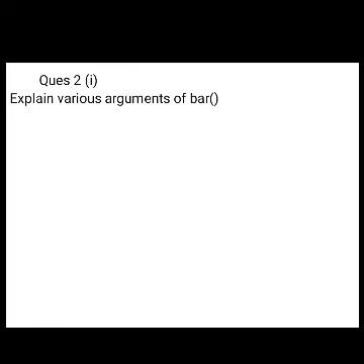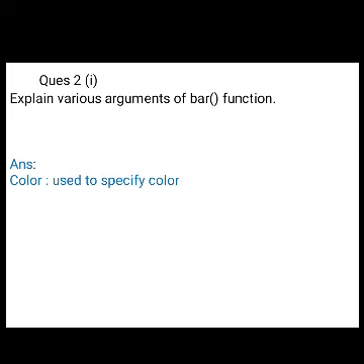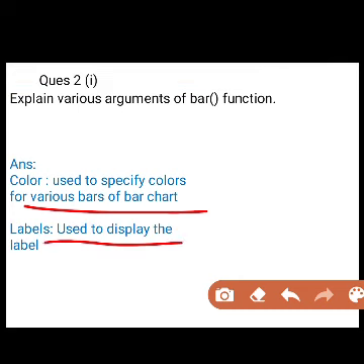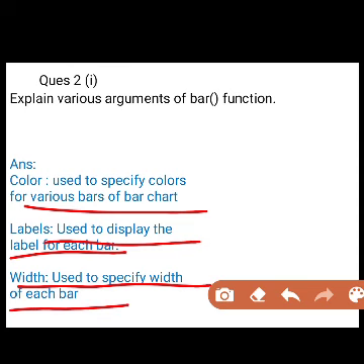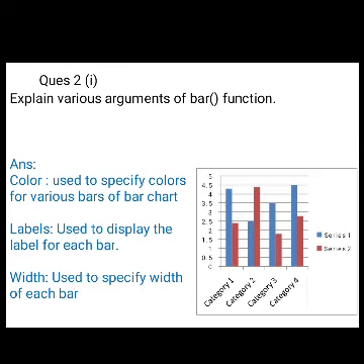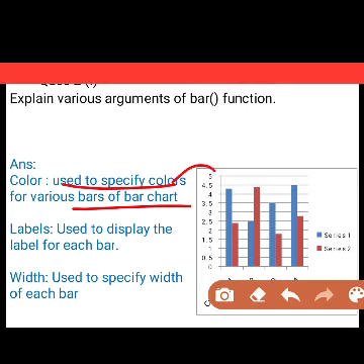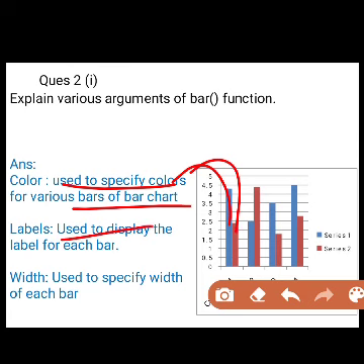Next question second, I part. Explain various arguments of bar function. Students, bar function mainly uses 3 arguments, that is color, width and labels. See one by one. Color is used to specify colors for various bars of the bar chart. Labels is used to display the labels for each bar, and width is used to specify the width of each bar. Now this is the bar chart, and here I have used 2 colors, blue and red. Labels, these are the labels, series 1 and series 2, and width, this is the width of both bars.